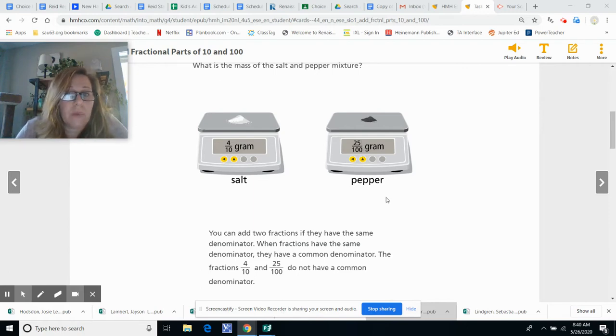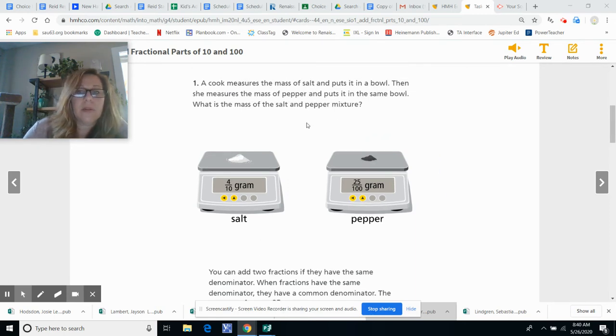So the problem is that we can't add these together because the denominators are different. So we want to make them the same. Okay, so let us look at the problem one more time. A cook measures the mass of salt and puts it in a bowl. She measures the mass of the pepper and puts it in the same bowl. What is the mass of the salt and pepper mixture?